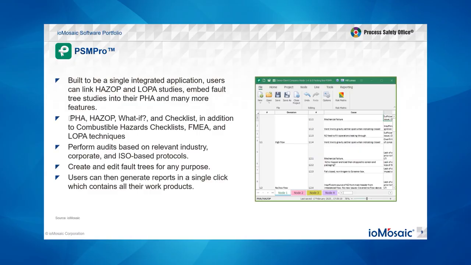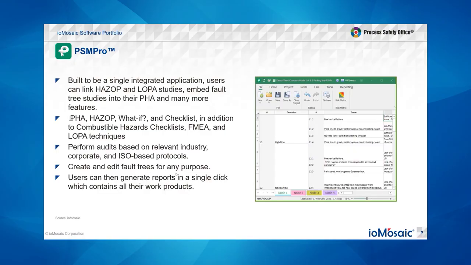Now, all of these templates can be customized and adjusted to whatever your specific internal needs are. So you can make a specific order to your PHA, specific items per your PHA, as well as customize the risk matrix. So we have templates, but they're fully customizable. Another thing you can do within PSMPro is audits. Because it's the same interface, it's just using different templates to carry out audits.